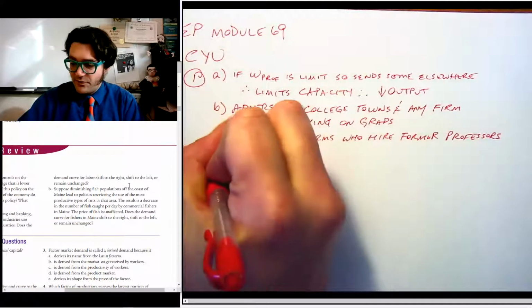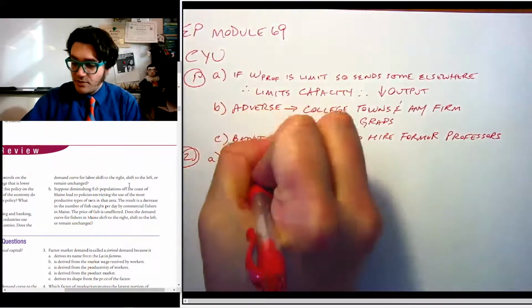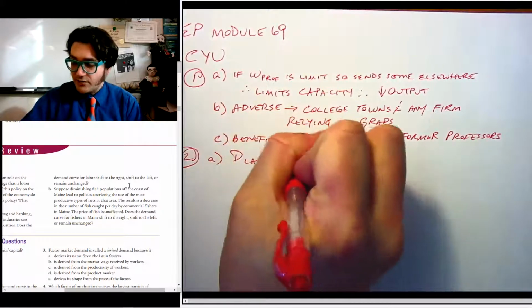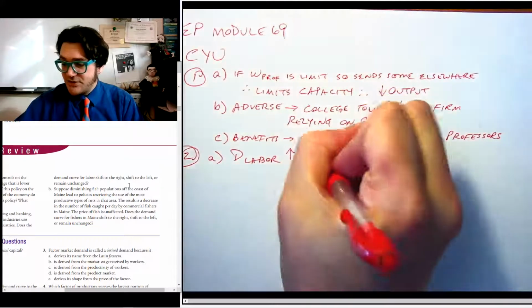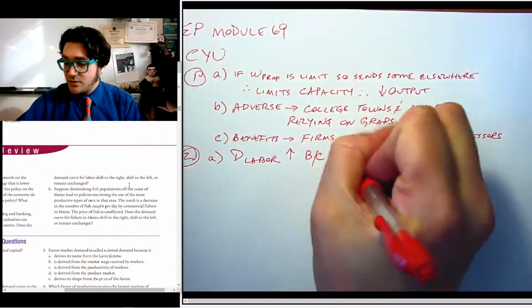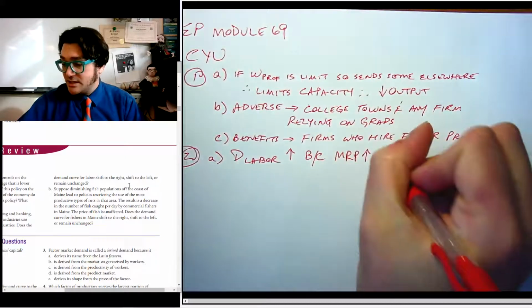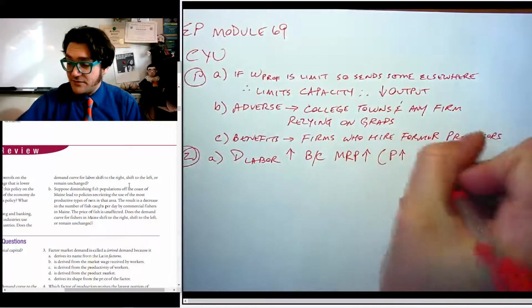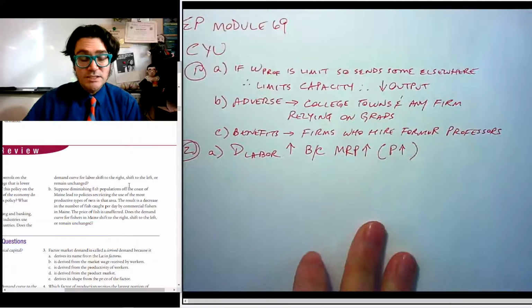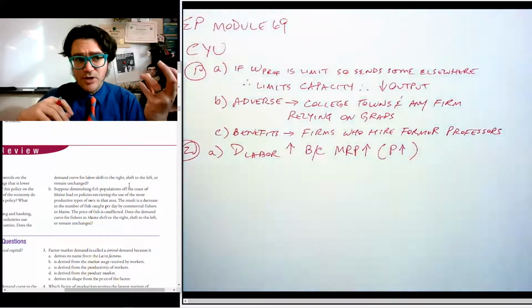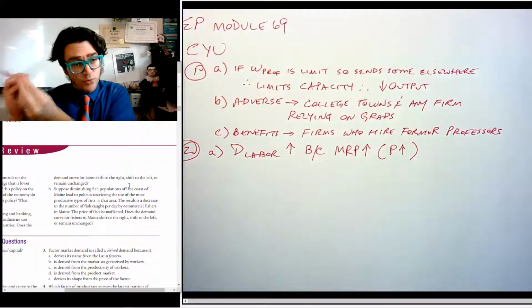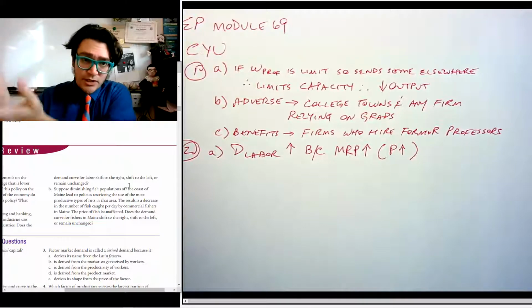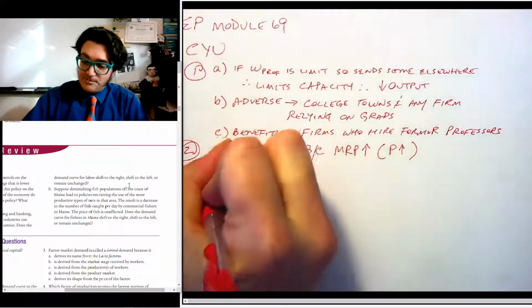So for that one, for A, demand for labor would increase. It doesn't ask for this, but it's because the marginal revenue product increases, and that's because the price of the underlying product increased. If there's an increase in demand for the product, that's going to drive up the price of that product, which drives up the marginal revenue product of each individual worker, and that's actually the demand for labor.